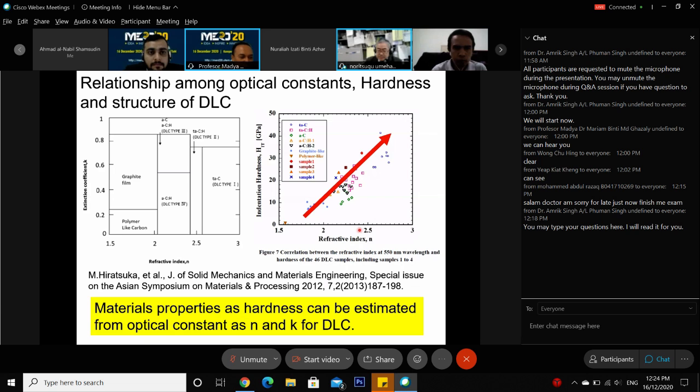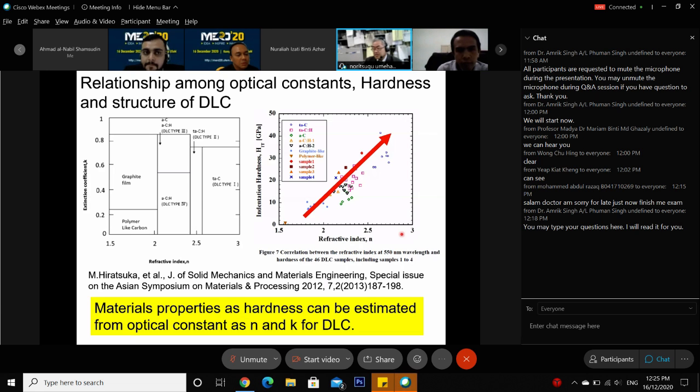What do you mean by sample 1, sample 2, sample 3, and sample 4? Sorry. So it means that it is dependent on the coating method. Okay. And I think maybe the reflective index depends on the density of the material. If the high dense material shows a high reflective index. And in the case of the carbon material, maybe high density gives a high hardness.